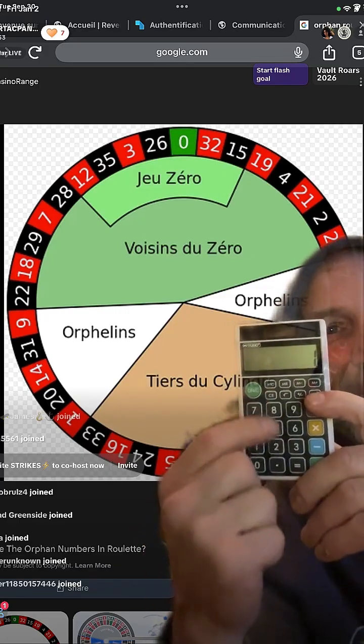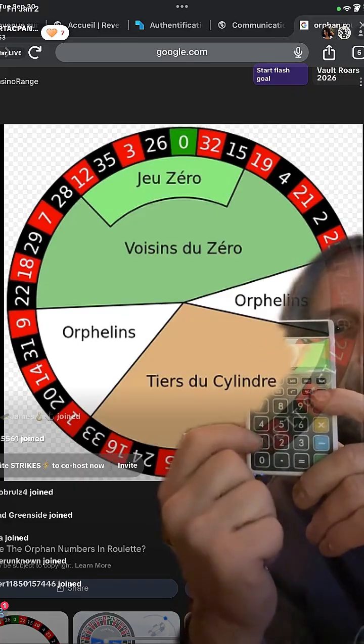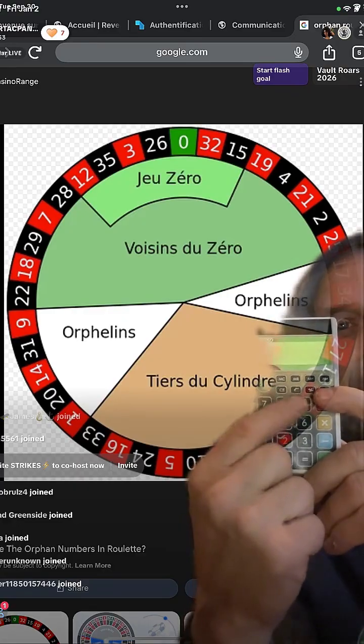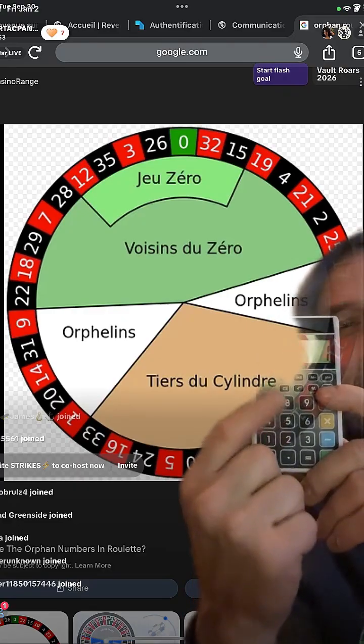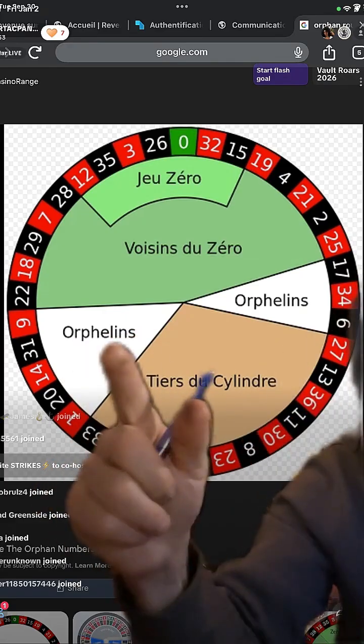2, 5, 8, 9. Wow, we need associations of 4. You see, I'm going to show you the associations of 4. 15, 24, that's the ox. Okay, I'm going to have to explain this to you after. So over here, right?